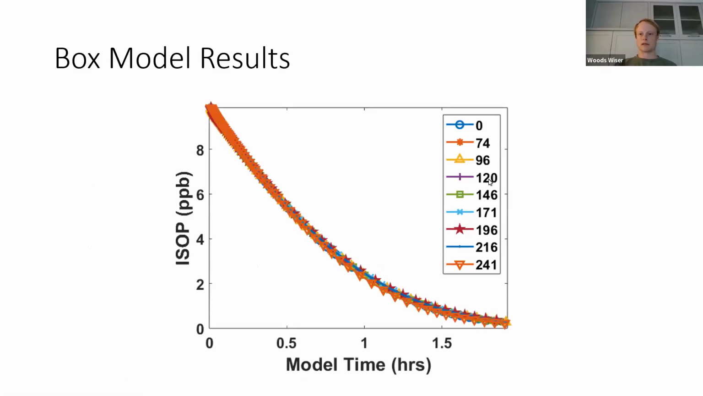So here's some box model results with the number of species in the legend that are removed. So starting with 0 and going to 241 removed out of about 400. Not a lot of difference in isoprene because the algorithm isn't really touching isoprene that much because it shouldn't.